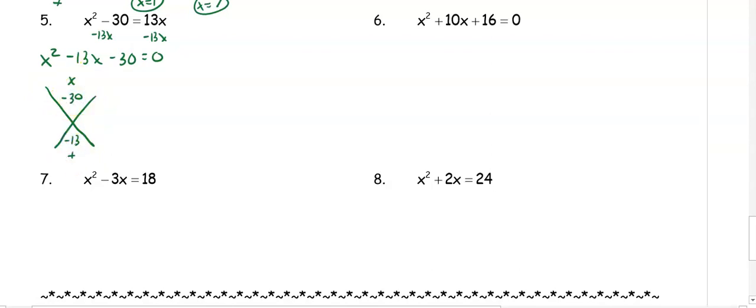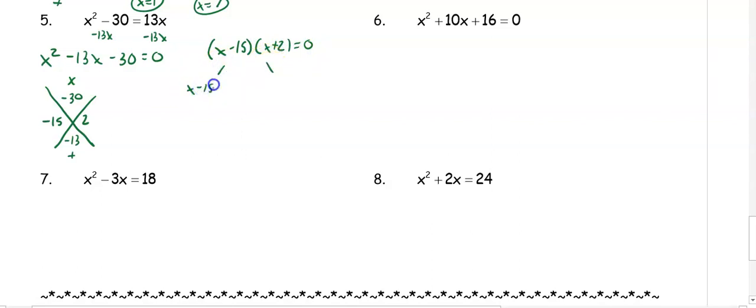Now, some of us are probably thinking, oh, 3 and 10, and I can make them both negative. The problem with that is negative 3 times negative 10 is positive 30. So we need a different combination. Instead, we're going to use negative 15 and 2. So we have x minus 15 and x plus 2 equals 0.